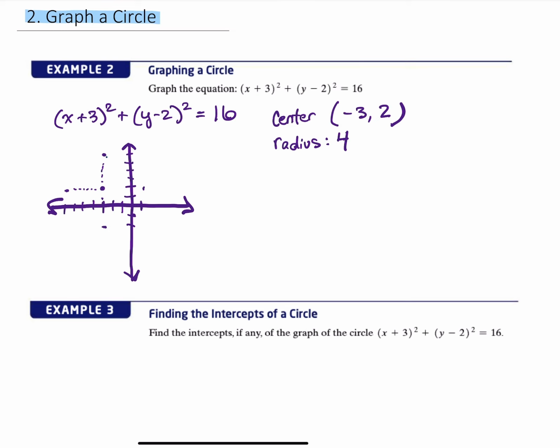So I set up some points that I know will be on the circle, and then I can try to fill in the rest. It's hard to get a perfect circle. Let me try this again. Okay, that'll be good enough.